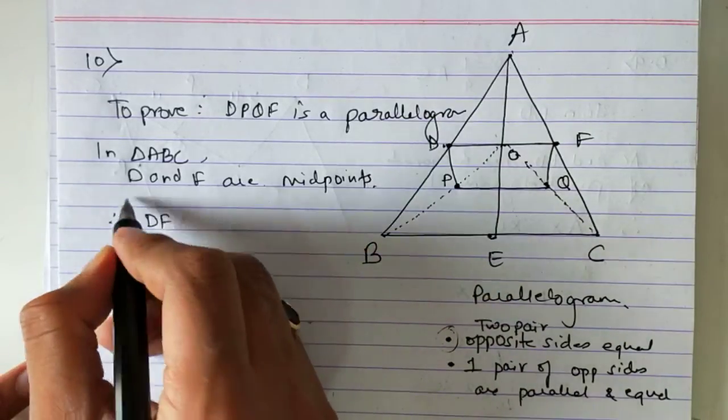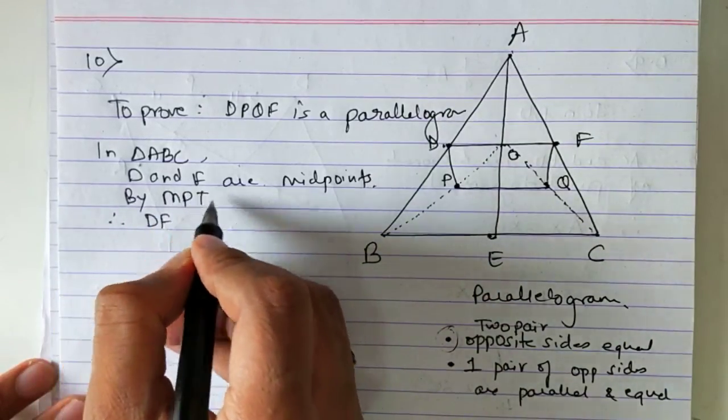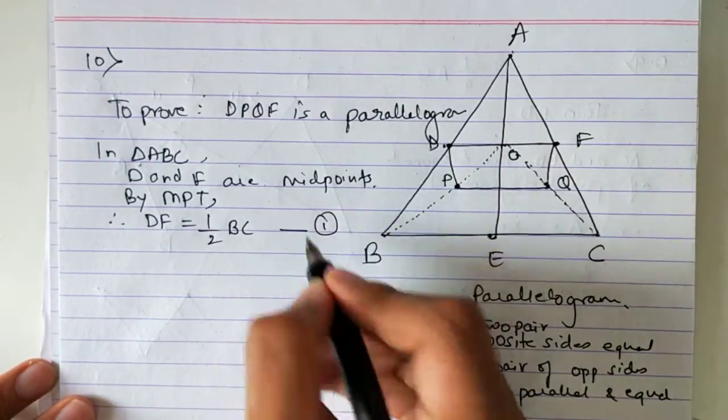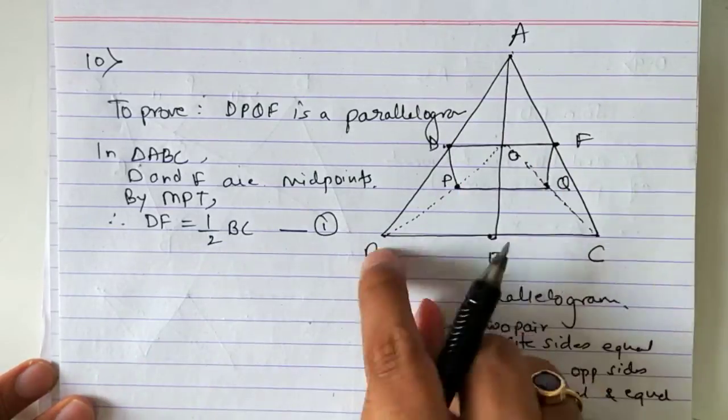Therefore, by midpoint theorem, I am writing short form, DF is half of BC, correct? DF is half of BC.